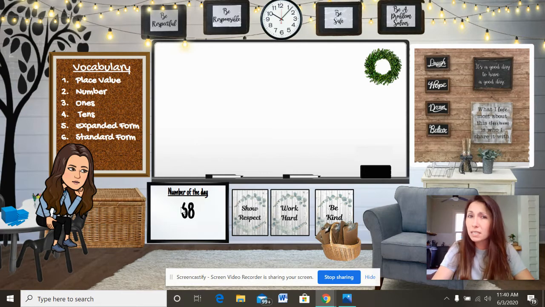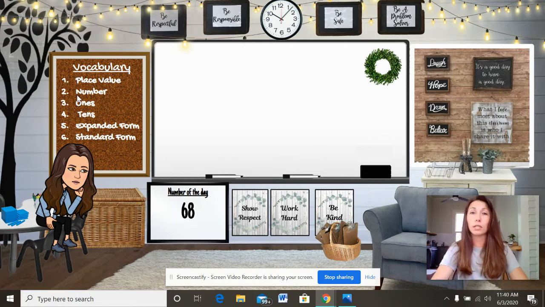If you want to go over place value, you first look at where the digits are and determine the value. Right here, this is your tens and this is your ones. So the place value of this 6 would be 6 tens, or 60.